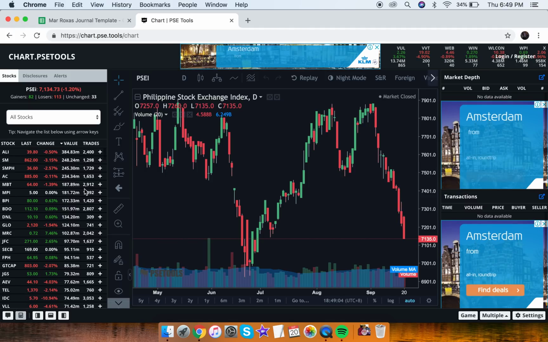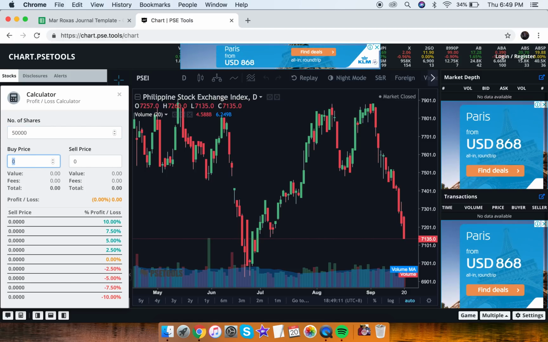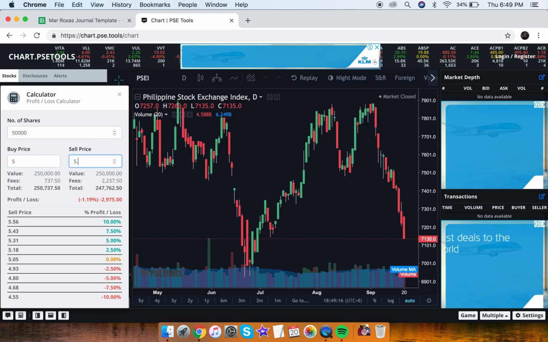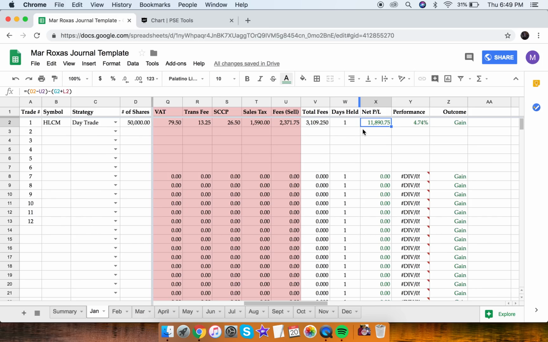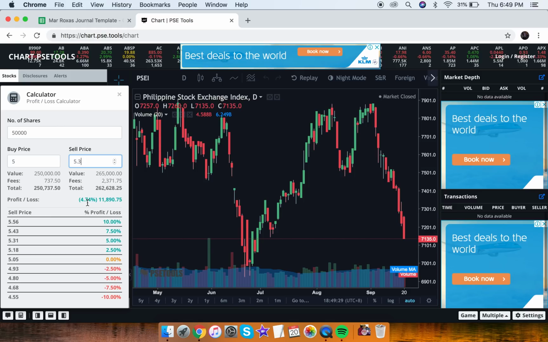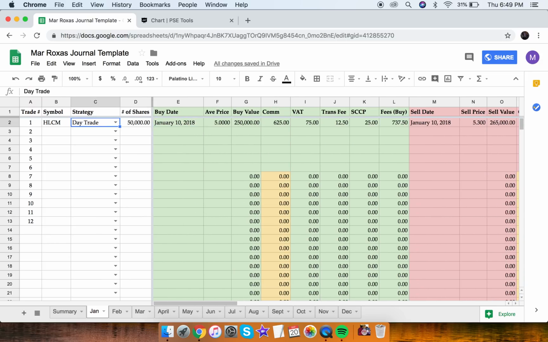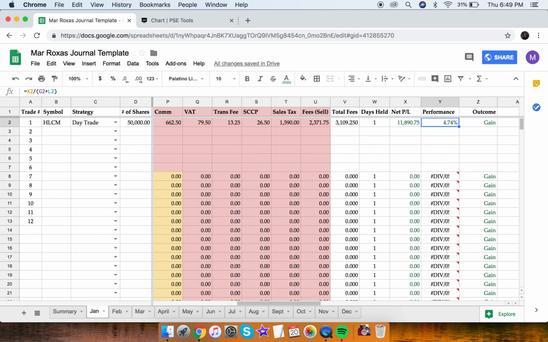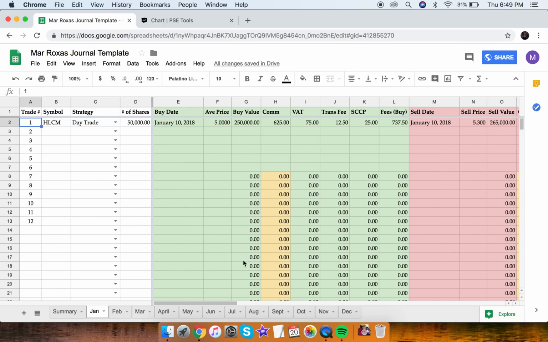So, let's compute. We bought 50,000 shares at 5 apiece, and we sold it at 5.3. So, that is 11,890.75, or 4.74%. So, the formulas in our template are accurate. It's very simple. No need for manual computation. Every input that you put here automatically appears on the other side.